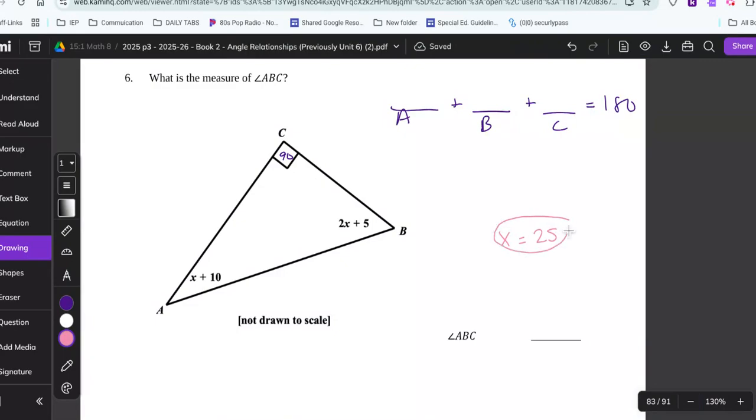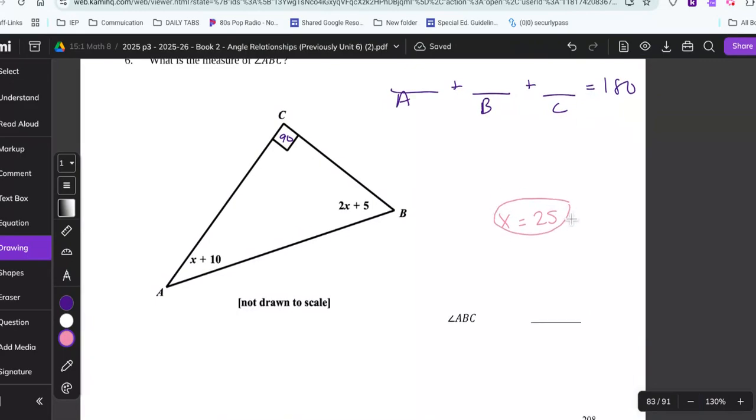So remember, just the answer and no work's not going to help you that much, but hopefully we can help you get situated. So when we look at angle ABC, they're looking for this angle. So when we plug in that 25 for x right here, we're going to get 55 degrees. Hopefully you felt pretty confident, and if you have any questions, please let us know.